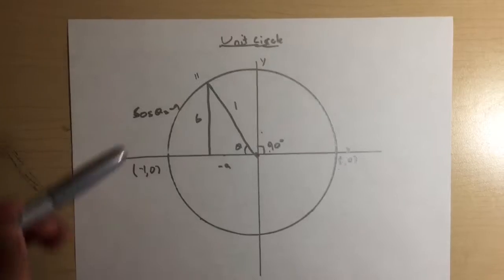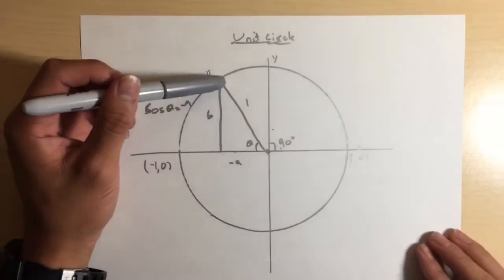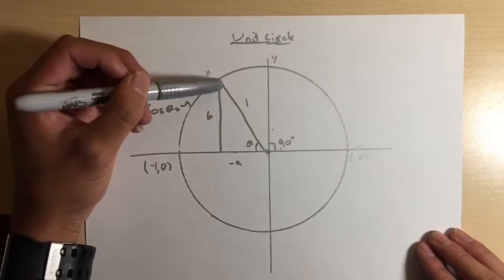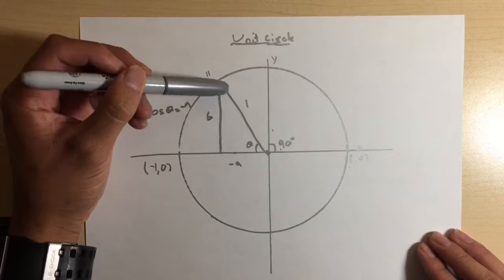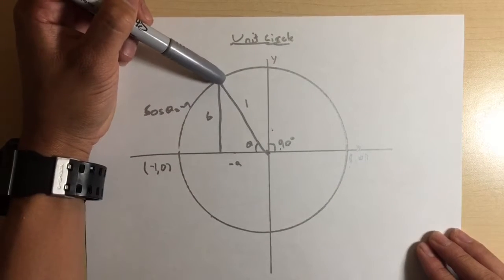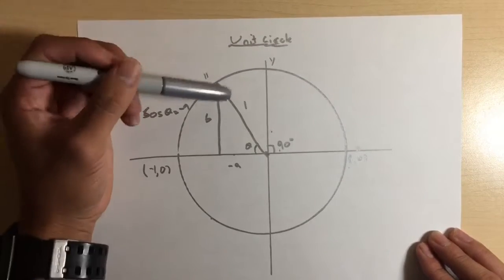Also, one thing to note about the unit circle is that every single angle in the unit circle, the y-axis will always be perpendicular to the x-axis, because it's a measure of the y intercept.